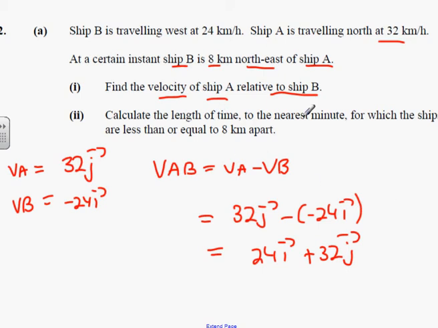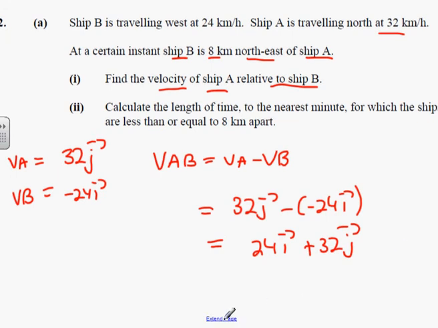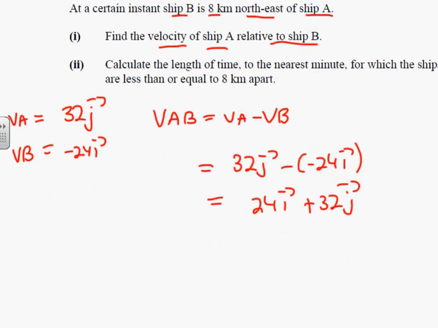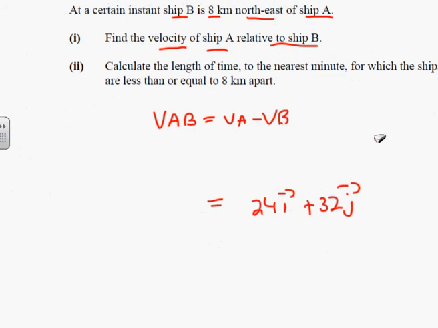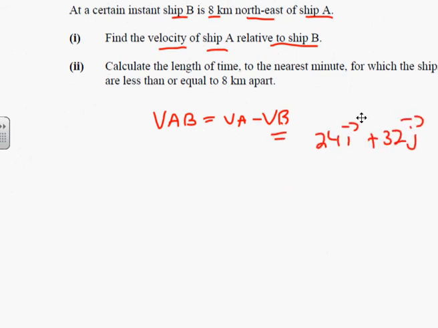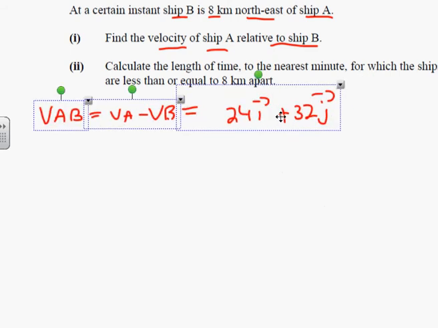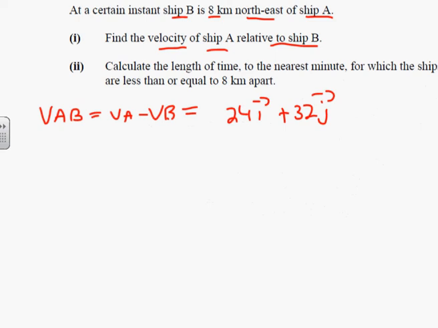Calculate the length of time to the nearest minute for which the ships are less than or equal to 8 kilometers apart. Now let me show you next, guys. So what we're going to do is we have a diagram. The diagram we have, that's all I need, just that part there. Be economical with the space here. Okay, so let's draw a diagram.